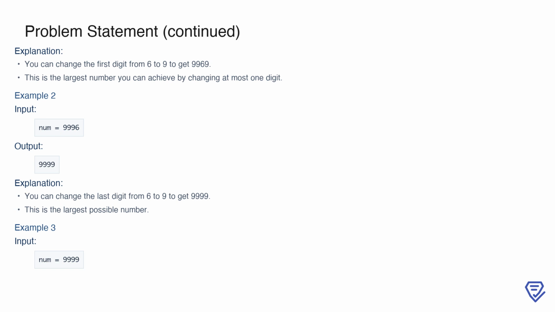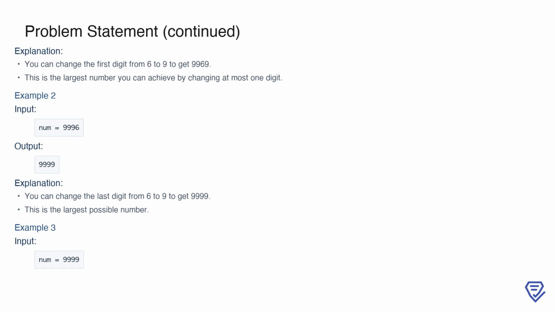In another example, if the input is number equals 9996, we can change the last digit, which is a 6, to a 9, resulting in 9999. This is the maximum number we can achieve here as well. However, if number equals 9999, the number already consists of all 9s, so no changes are needed. The output in this case would remain 9999.